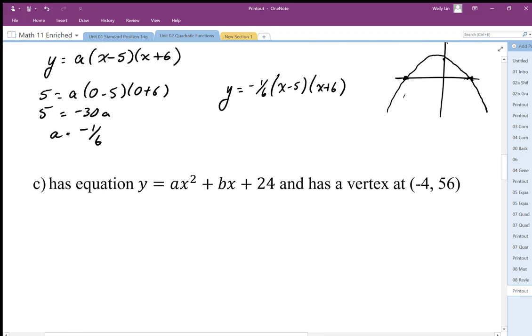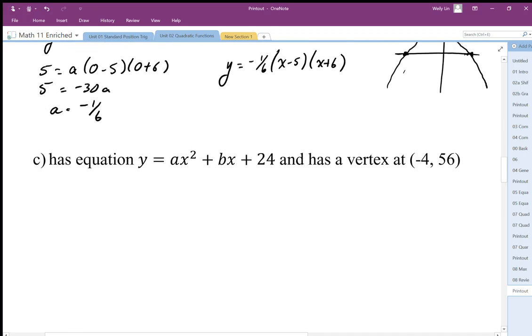Okay, so for this one here, we're being given the equation. We need to solve for a and b, and we're given the vertex. So we have two variables, but we've only been given 1 point. That's going to be kind of hard to solve for. However, we have to remember that the vertex is not just any point. It's the same as 2 points almost, because it tells us the symmetry.